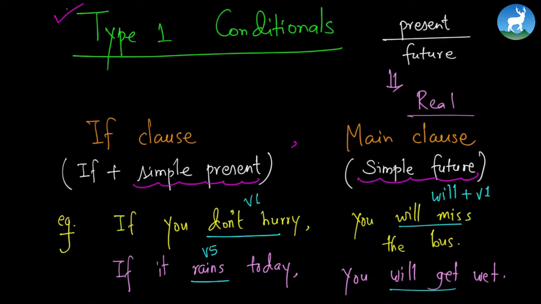Now, what is the big difference between type 0 conditional and type 1 conditional? That is my question. Think about it. The biggest difference is that in the zero conditional, in the main clause, we have the simple present, right? But in the type 1 conditional, in the main clause, we have simple future, correct? That makes all the difference because in type 1 conditionals, we are talking about present and future. But in type 0 conditional, we always talk about here and now. Does that make any sense? It does, right? So let's go to another type.